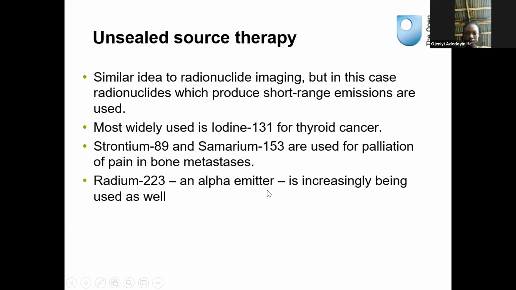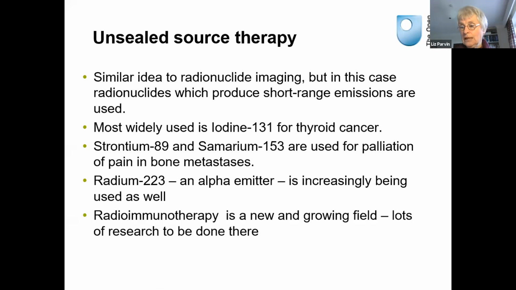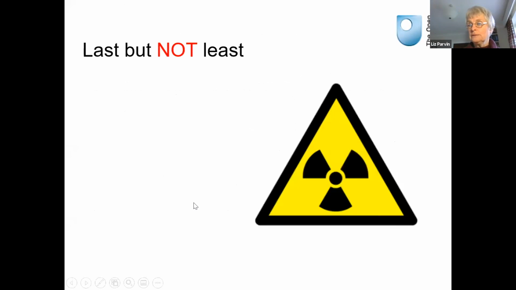And more interestingly, I think radium, an alpha emitter, is now being used as well. So lots of interesting work to be done on that. And radioimmunotherapy using monoclonal antibodies. So loads of scope there for some very interesting work.